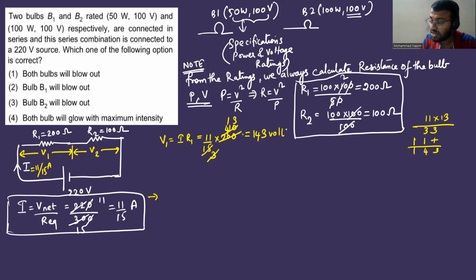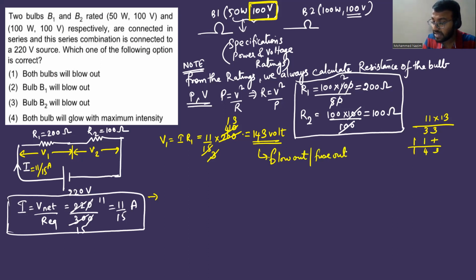143 volt is the voltage drop across bulb one. Obviously, it is going to fuse out because the maximum voltage that can be dropped across the bulb is 100. But after connecting it to a 220 volt source, I find that the voltage that is getting dropped is 143 volt. Therefore, definitely it is going to fuse out. So this bulb will blow out.